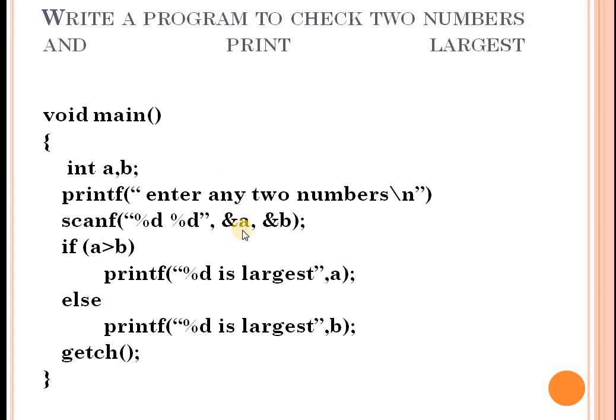Now suppose A is equal to 5 and B is equal to 10. Is 5 greater than 10? No, that is false. So this part will get executed, that is 10 is largest will get printed. Now suppose A is 15 and B is 5. Is 15 greater than 5? Yes, that is true. So here 15 is largest will get printed and directly the control will come over here and end of the program.